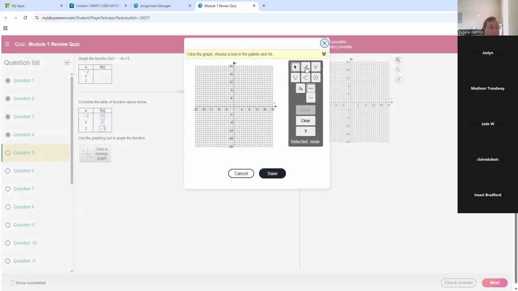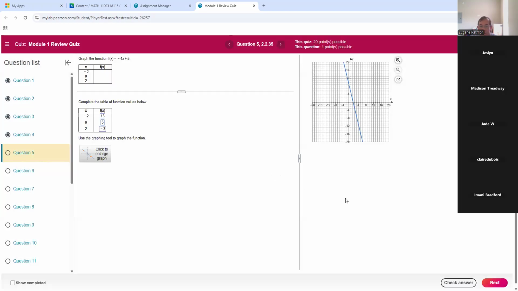So 2-point line tool on this one. Now me, I'm going to plot 0, 5. So there's 0, up 5. And then I'm going to do right 2 and down 3. So those 2 points were easier to me than doing that negative 2, 13. But like I said, y'all, whatever two of the 3 points you want to apply, that's all you needed, okay? So then we'll save this and then hit next.